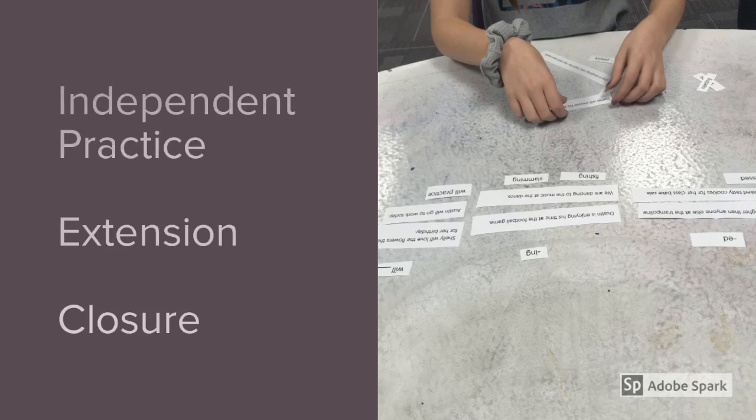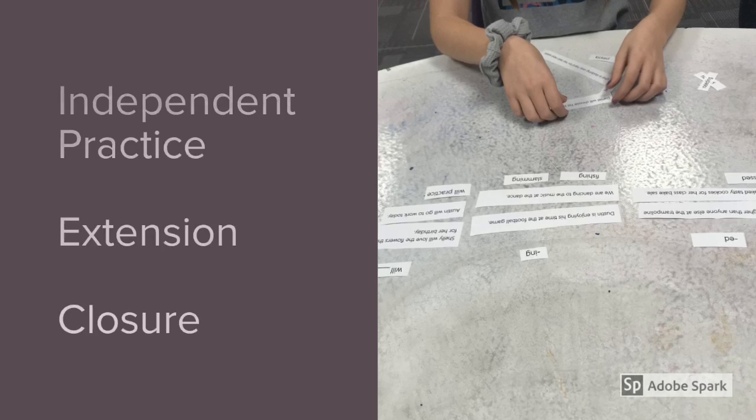During the closure of the lesson, students got with their table and created 3 different sentences using a certain verb. Each sentence was a different tense. So they wrote 1 sentence for past, 1 sentence for present, and 1 sentence for future, all using the same verb.